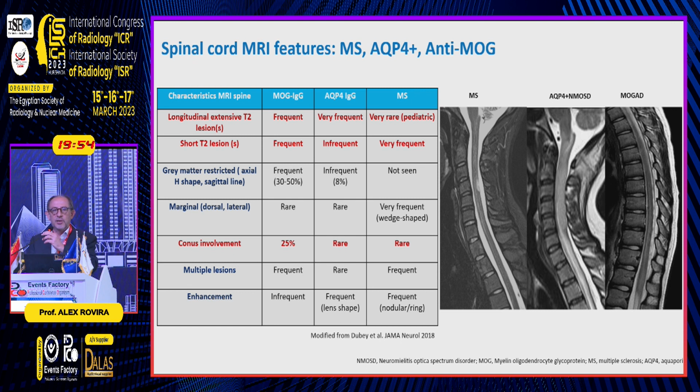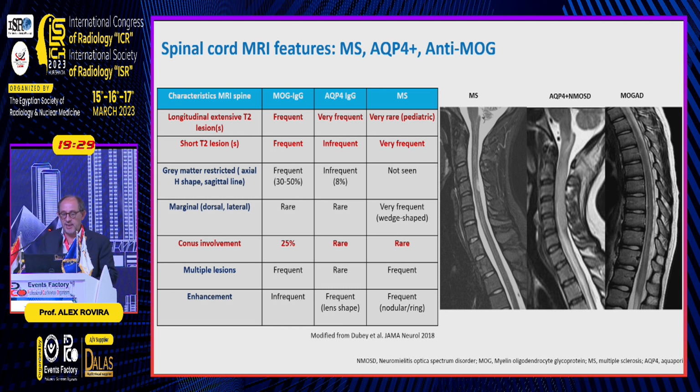So let's move now to the spinal cord. Very nicely, Professor Mendoza introduced some of the findings that can help us in making this differential diagnosis. But the first thing that we need to do is to assess the extension of the lesion in the sagittal view. And we know that in MS it's extremely rare that the lesions are long, usually they are short. There are some exceptions in the pediatric group, but usually they are very short.